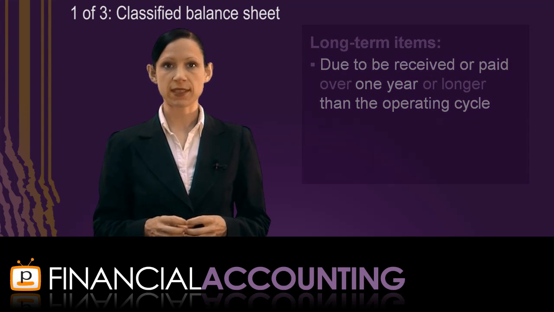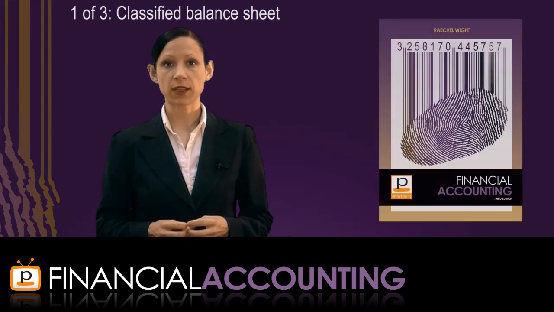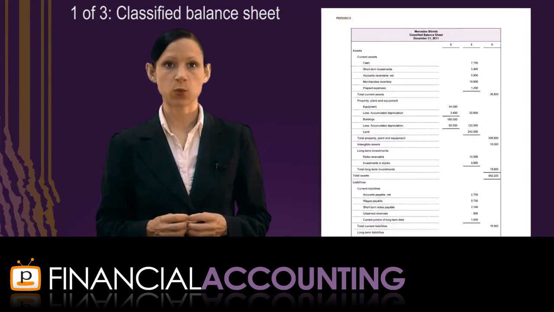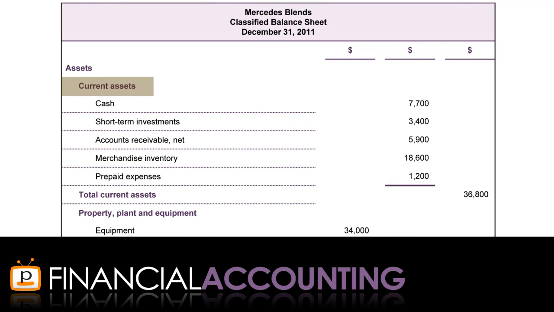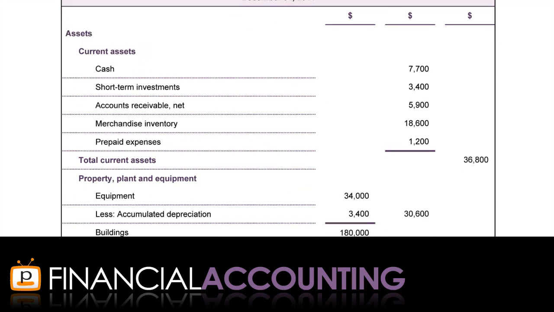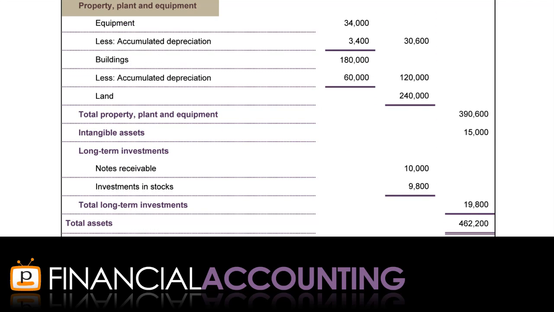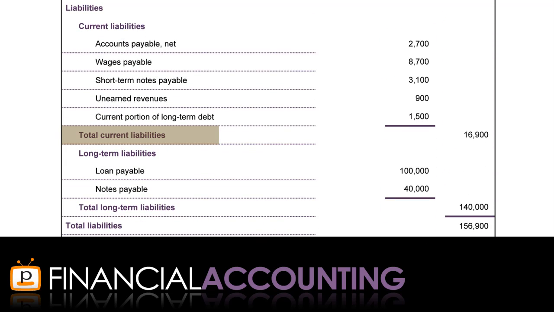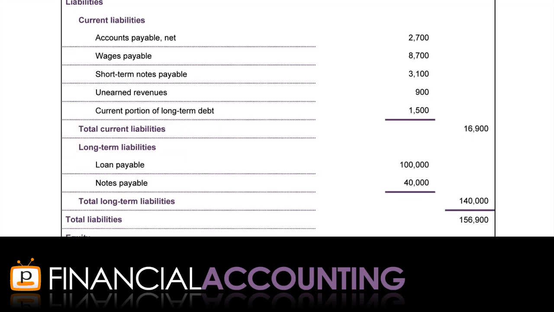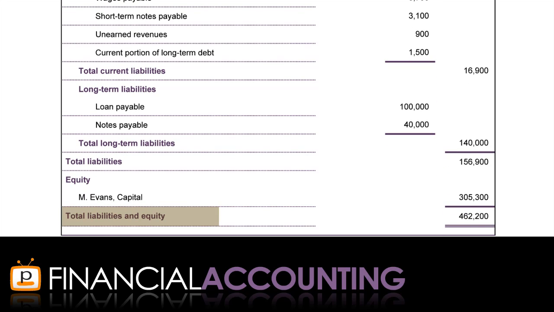But rather than just talk about these classifications, we can look at the example of a classified balance sheet in our Perdisco textbook. We can see that the balance sheet reports current assets, such as cash and receivables, as well as the long-term asset categories of property, plant and equipment, intangible assets, and long-term investments. Further down the balance sheet, we can see the balance of total current liabilities, as well as long-term liabilities such as loan payable and note payable. Finally, the classified balance sheet reports the balance of total liabilities and equity, which is equal to total assets reported earlier.